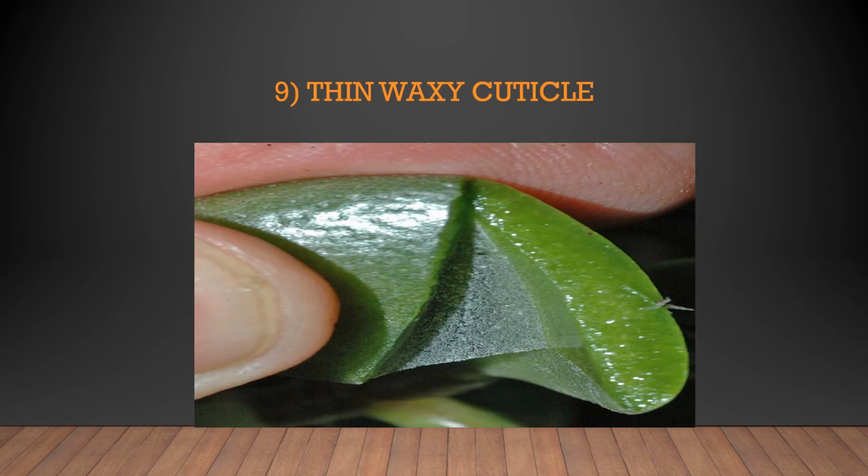The last important adaptation of hydrophytes is the presence of a thin waxy cuticle. The presence of a waxy cuticle in the plant helps in the protection of the plant. This is a waxy cuticle here, you can see. But in hydrophytes, the waxy cuticle is always thin. Why is it thin? Because there is no need for the conservation of water in the plant. Mostly the plants having a thick waxy cuticle have a requirement for the conservation of water. But in the hydrophytes there is no such requirement, so the waxy cuticle is very thin.